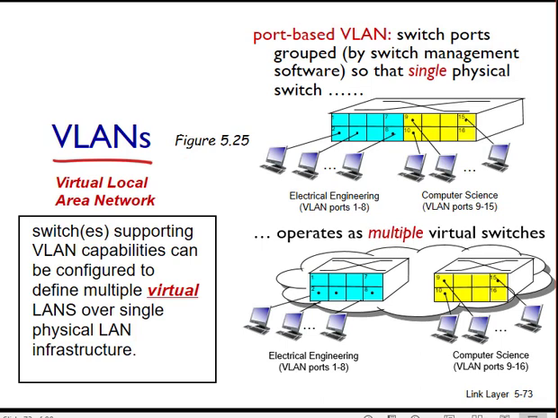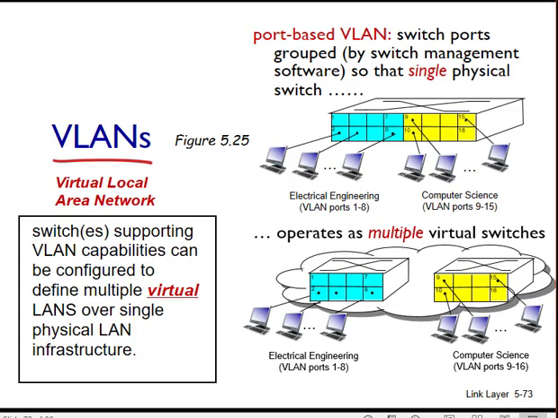Fortunately, each of these difficulties can be handled by a switch that supports Virtual Local Area Networks, VLANs. As the name suggests, a switch that supports VLANs allows multiple Virtual Local Area Networks to be defined over a single physical local area network. Hosts within a VLAN communicate with each other as if they and no other host were connected to the switch, even though in fact they are sharing the same physical switch with another VLAN.